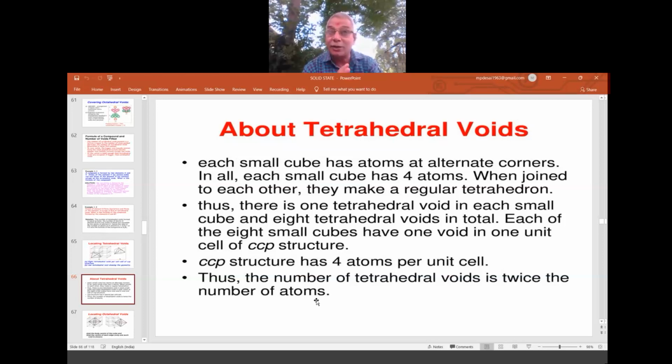That means 8 are created. So how many atoms are there per unit cell? 4 are there. How many voids are created? 8 are created. So 8 is twice the number of 4. That's why the 2n formula is applied here.